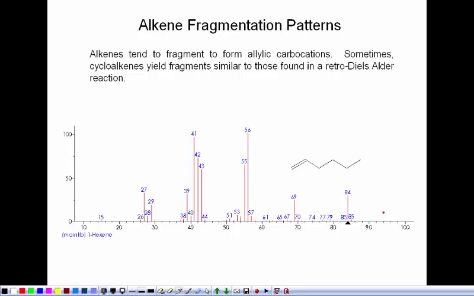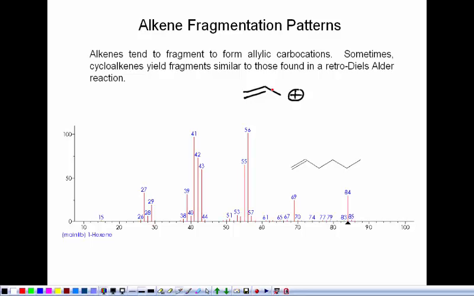For alkenes, alkenes tend to break to form what are called allylic carbocations. Basically, an allylic carbocation is a carbocation that is sitting next to a double bond. That's an allylic carbocation. Those of you in Dr. Kwan's lecture, you talked about allylic radicals last semester. If you've been through the entire course, we talked about both in the entire course.